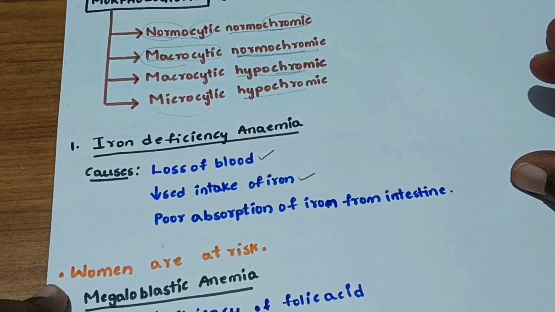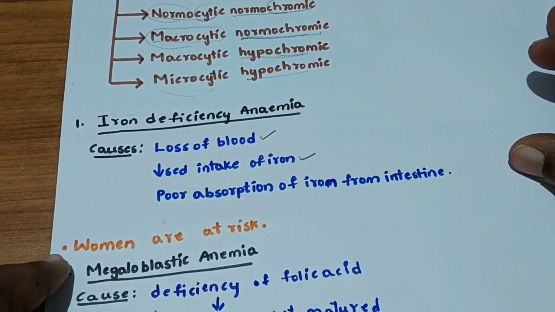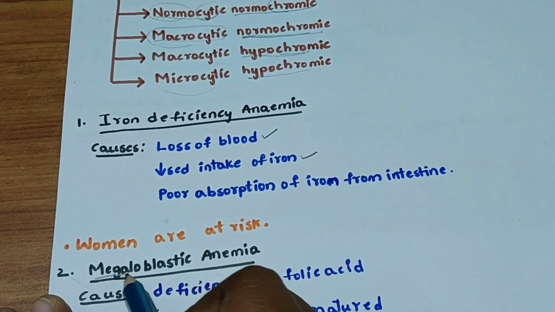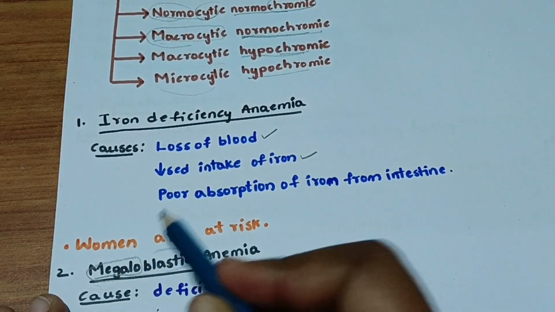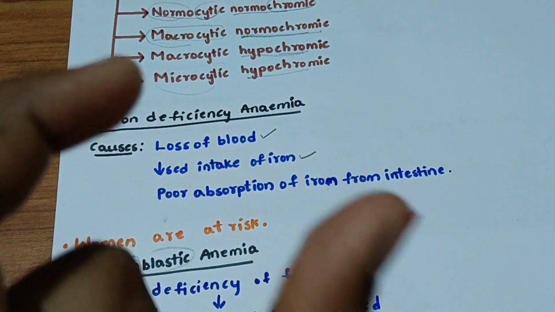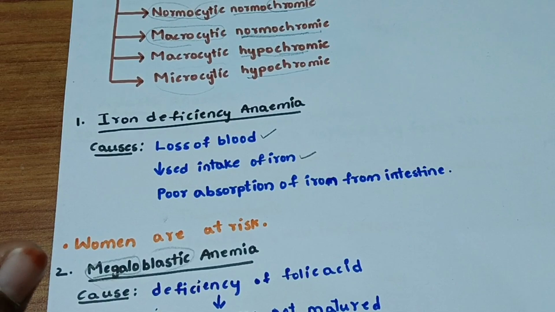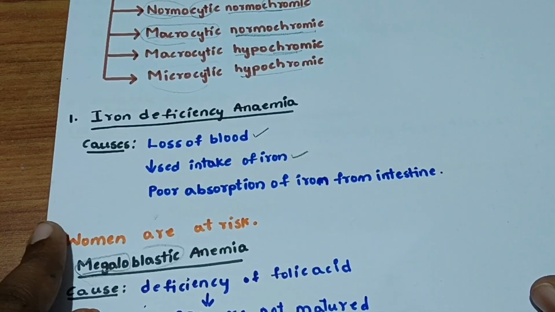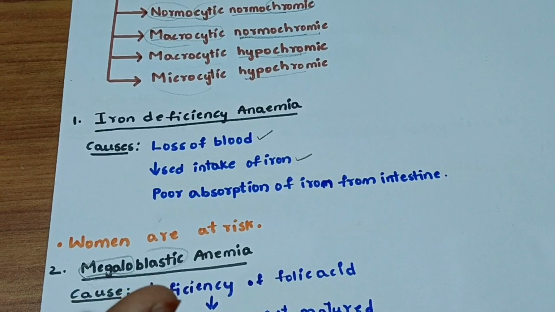One more is megaloblastic anemia. Megalo means the size of the cell, the size of the RBC, is large. In the process of erythropoiesis, from the megaloblastic stage to the matured RBC, the size of the cell gradually decreases.